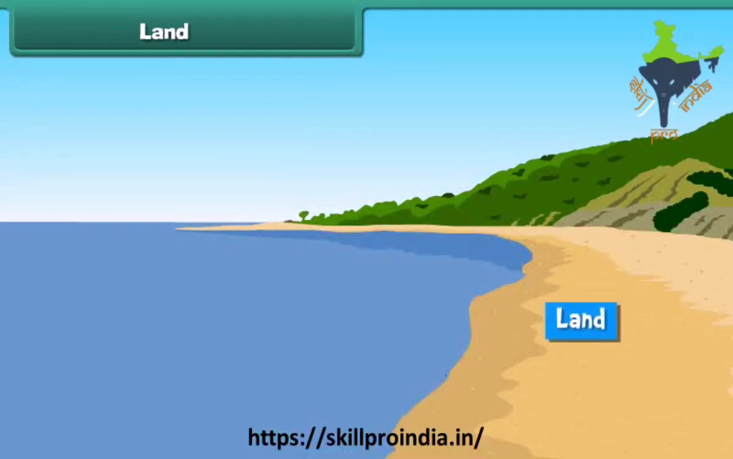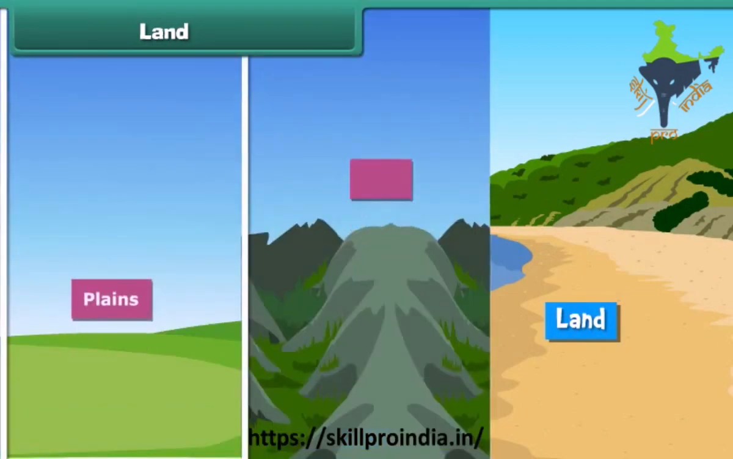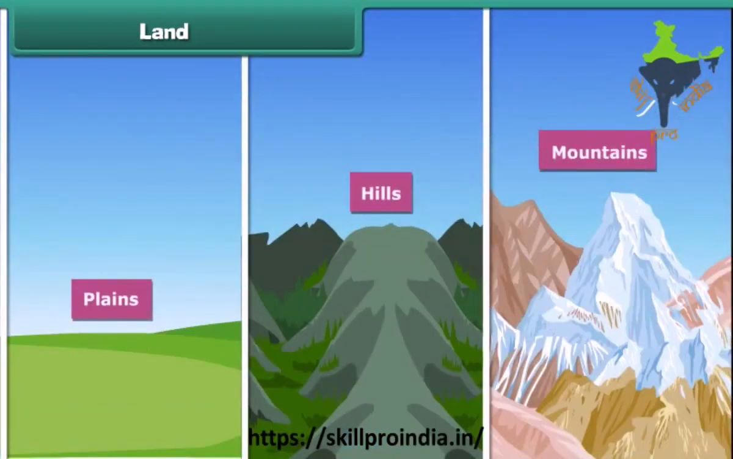Land is that part of Earth's surface that is not covered with any water body. Plains, hills, and mountains are the examples of land. Come, let us learn about them.